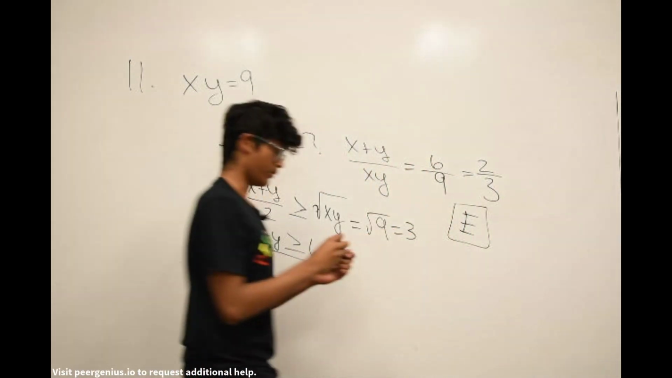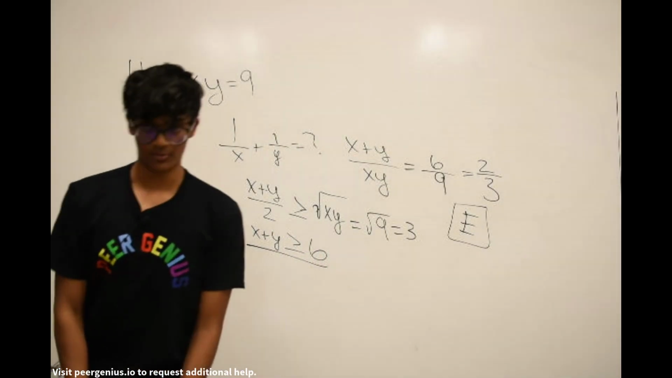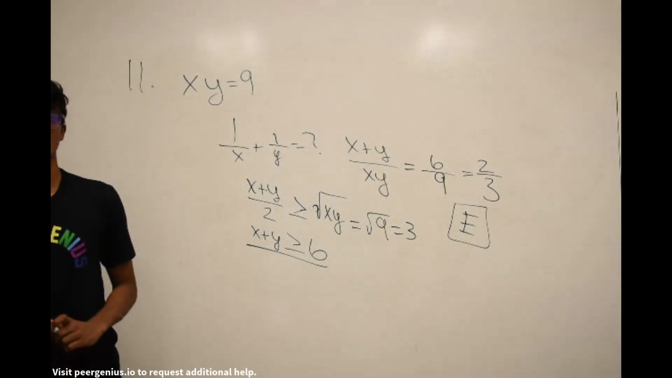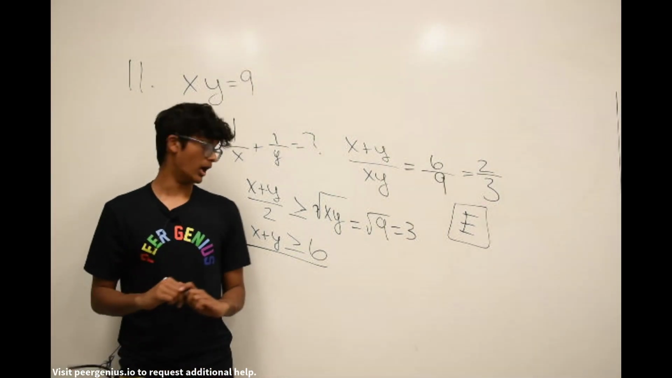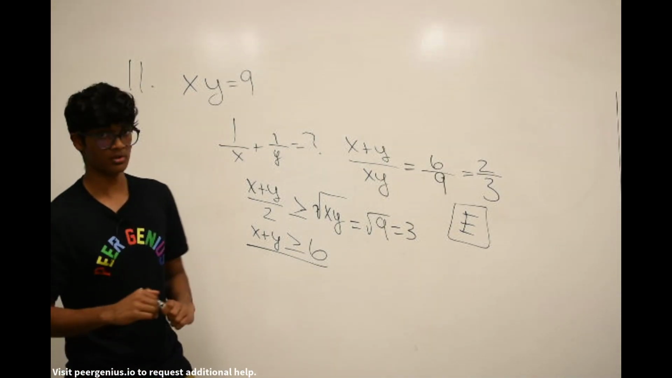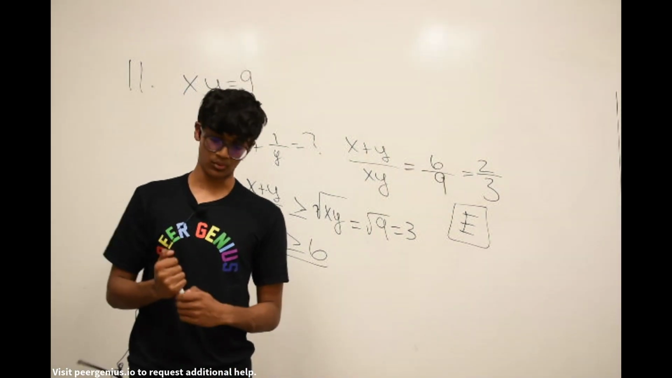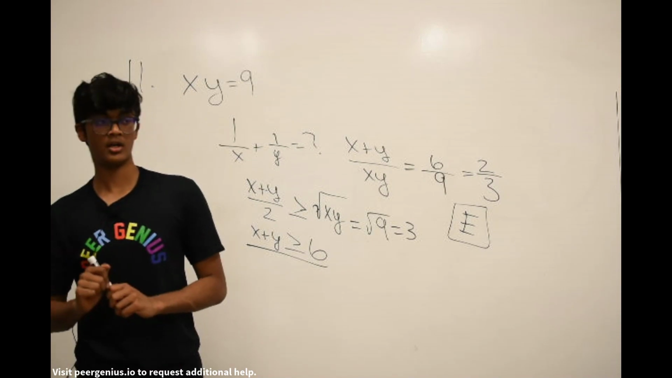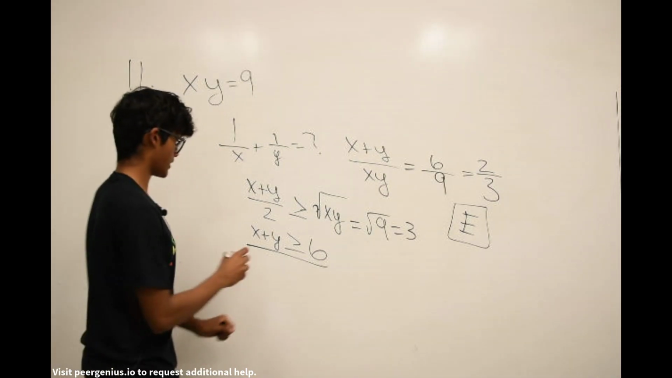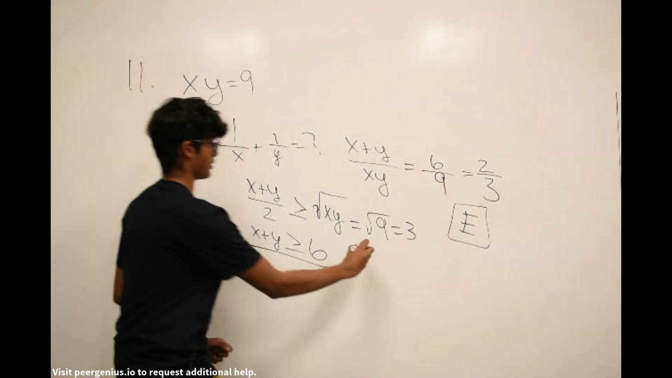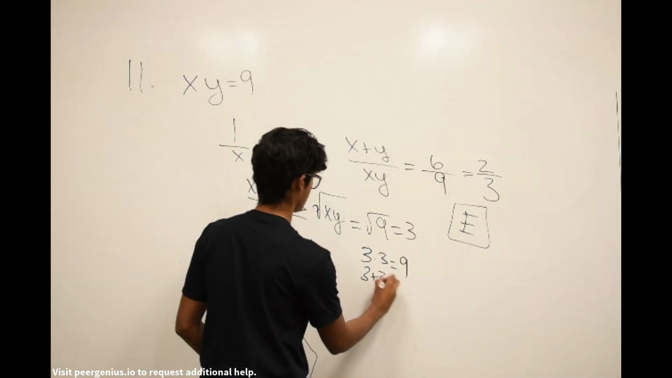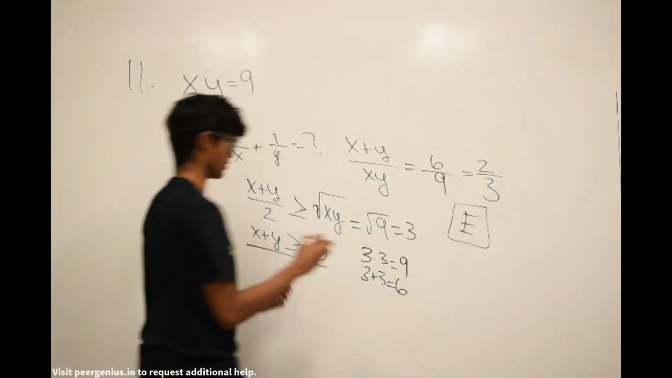Also for just general AMC tips, for any inequalities, know what the case is for equality. So here it says greater than or equal to. It's only going to be equal if x and y are equal to each other. So that means x and y must be 3. As you can see here, 3 times 3 equals 9, and 3 plus 3 equals 6.